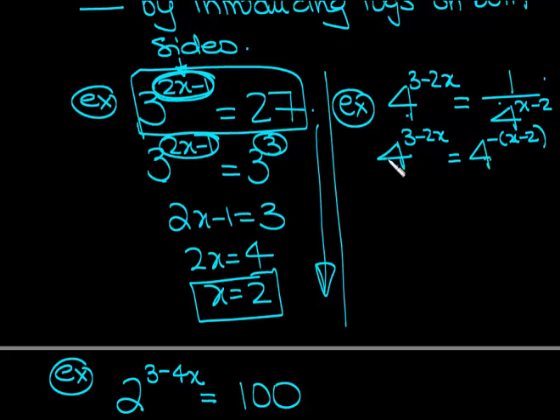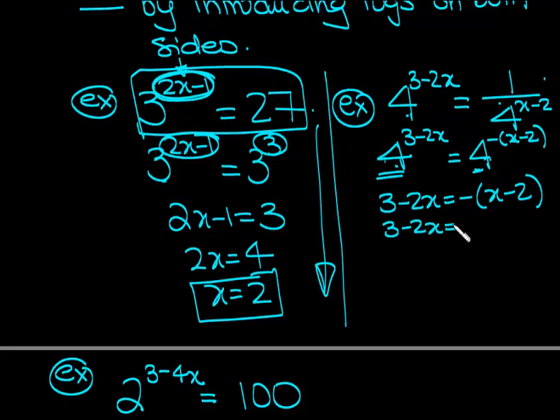They have the same base. Whenever they have the same base, the exponents will also have to be the same. So we get 3 minus 2x is equal to negative (x minus 2). We know how to solve that. So we get 3 minus 2x is equal to negative x plus 2. You move all the x terms to one side. So we get 3 minus 2 is equal to negative x plus 2x. So we get x is equal to 1.